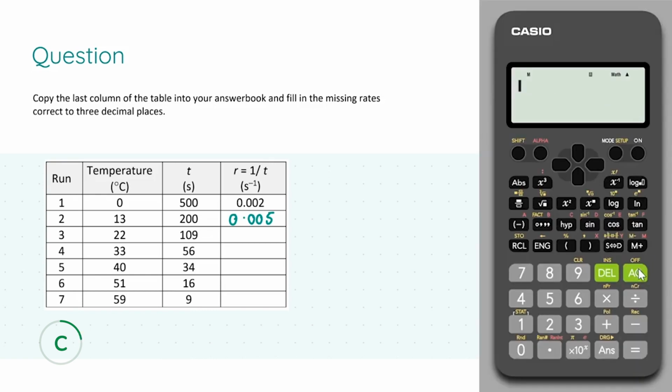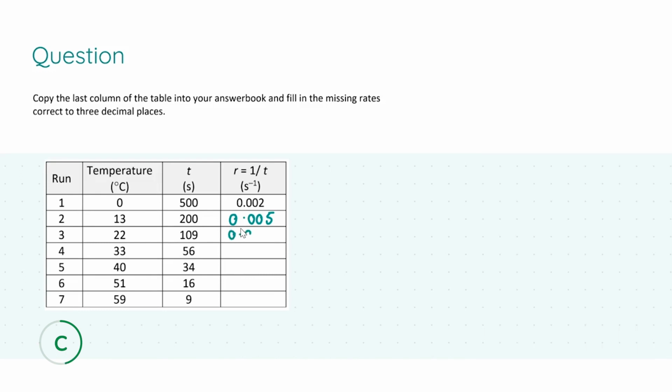Okay, now let's go on to the next one. It's going to be 1 divided by 109, and that is 0.00917. But it's correct to 3 decimal places, so it's just 0.009. Okay, and keep filling it out in your calculator like so, and you should get the following results. For this question, you're going to get 6 marks, so 1 mark for each of the values that you filled out.